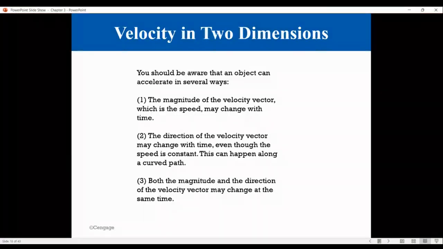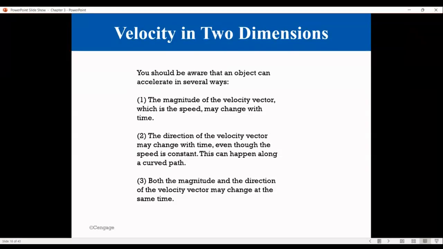This should make you aware of the following. There are three ways an object can accelerate, in 2 dimensions, obviously. The first one is that the magnitude of the velocity vector, which is speed, may change with time. We obviously know this. Acceleration is change in velocity over time.